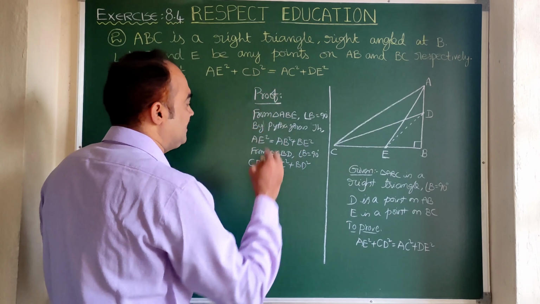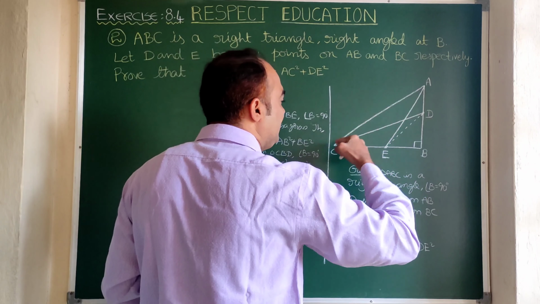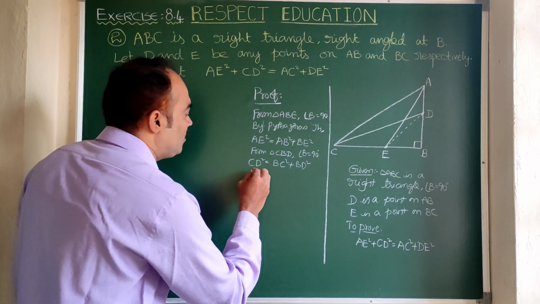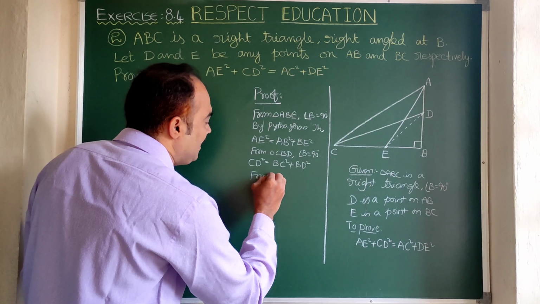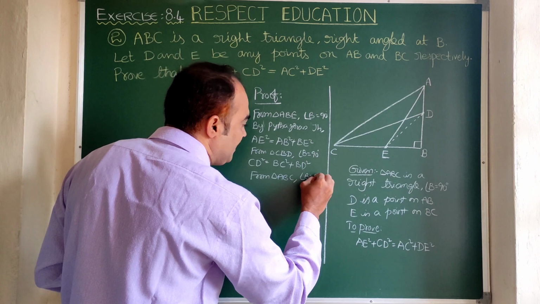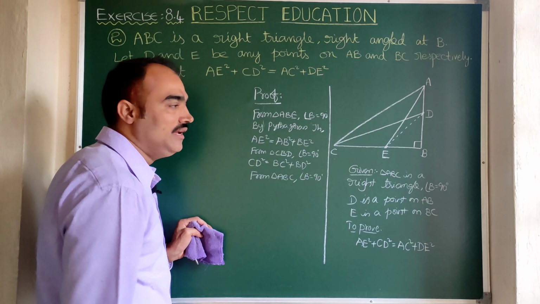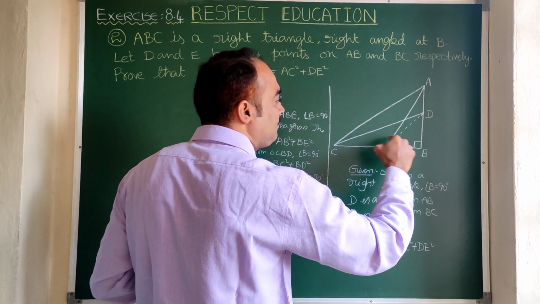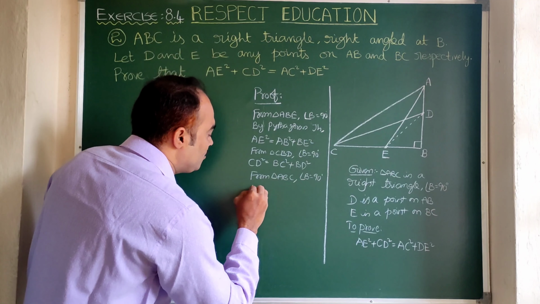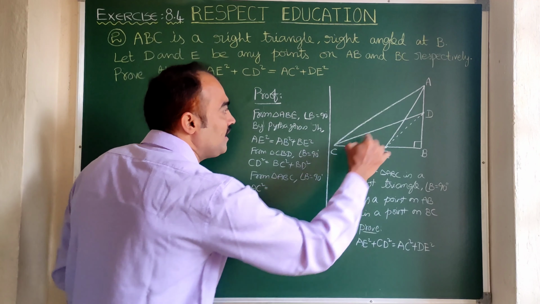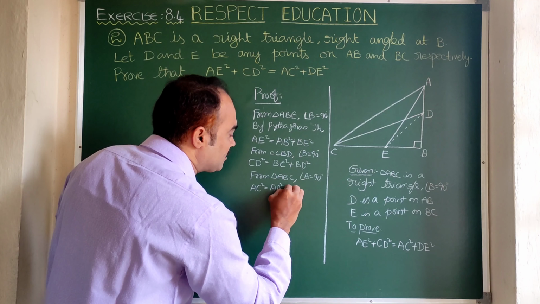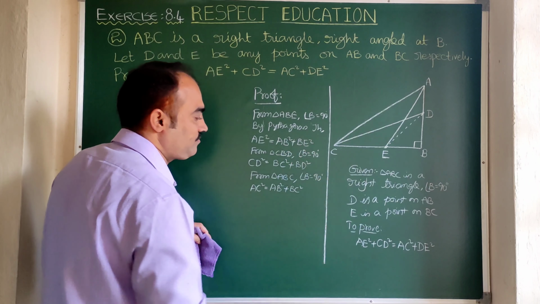Same way AC square. Here AC is there in triangle ABC in which angle B is 90 degrees. So let us write from triangle ABC where angle B is equal to 90 degrees, let us apply Pythagoras theorem again. In triangle ABC, if B is 90 degrees, then AC is the hypotenuse. So AC square is equal to AB square plus BC square.